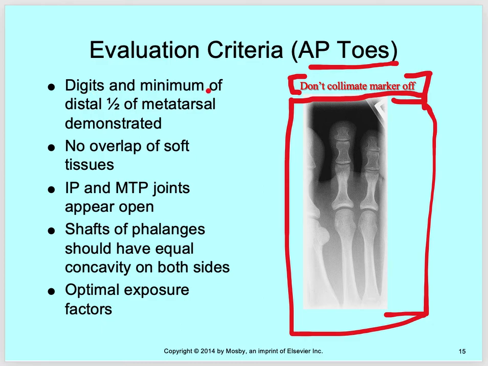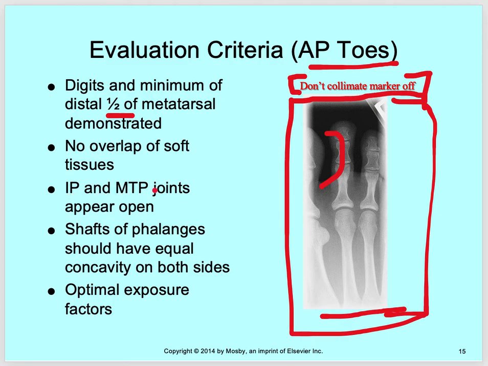So digits and a minimum of half of the metatarsal. So minimum of half, they have almost the entire metatarsal, which is not wrong because it's at least a minimum of a half. So no overlap of soft tissue, so you don't want toe over toe. You don't want this big toe protruding into this image here of soft tissue. You want to make sure that there's good separation.